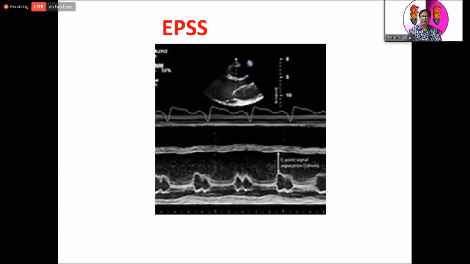Here, the left ventricle seems to be dilated. Here we like to show the EPSS, E-point septal separation, from the E-point of the AML to the just margin of the interventricular septum. EPSS is usually less than 8 millimeters in normal. When it is more than 8 millimeters, it means the LV is dilated. When the measurement gradually increases, that means the LV is increased in size.